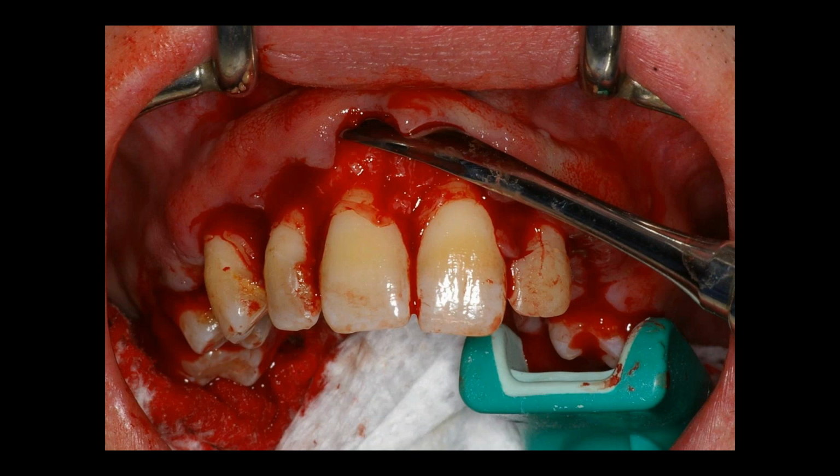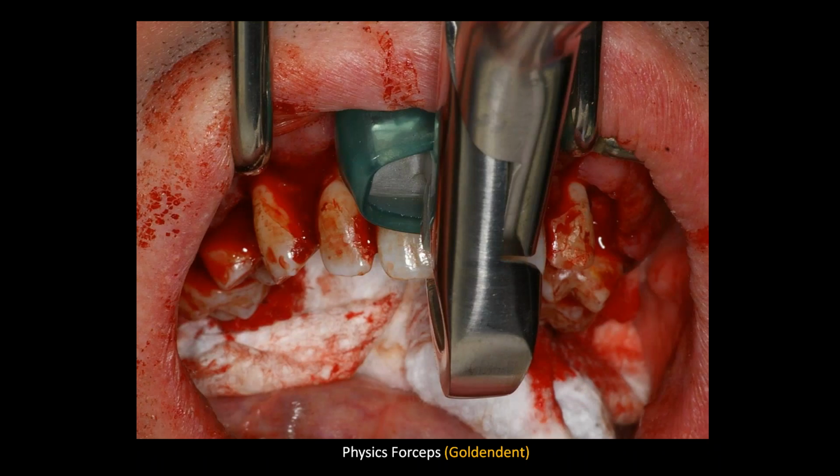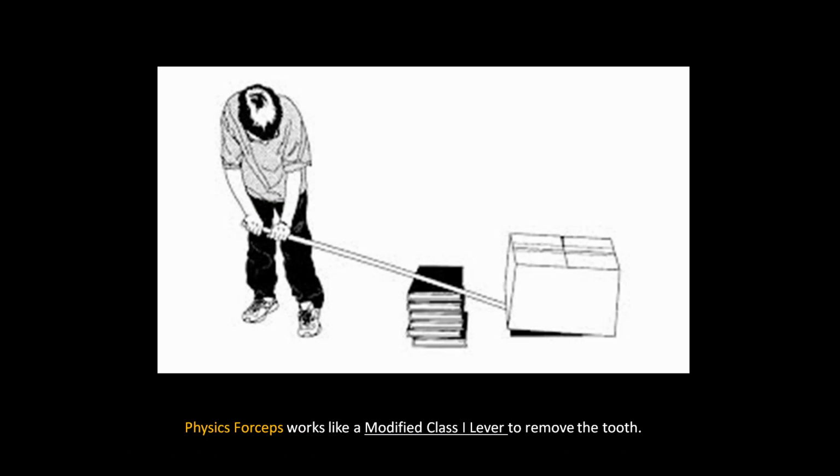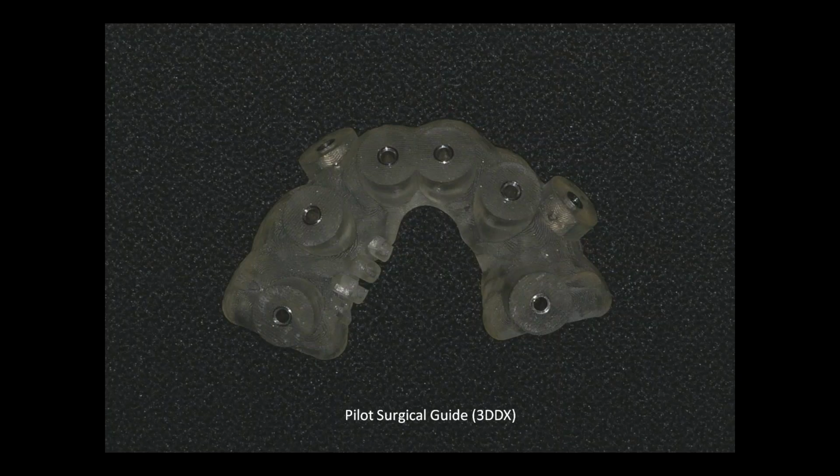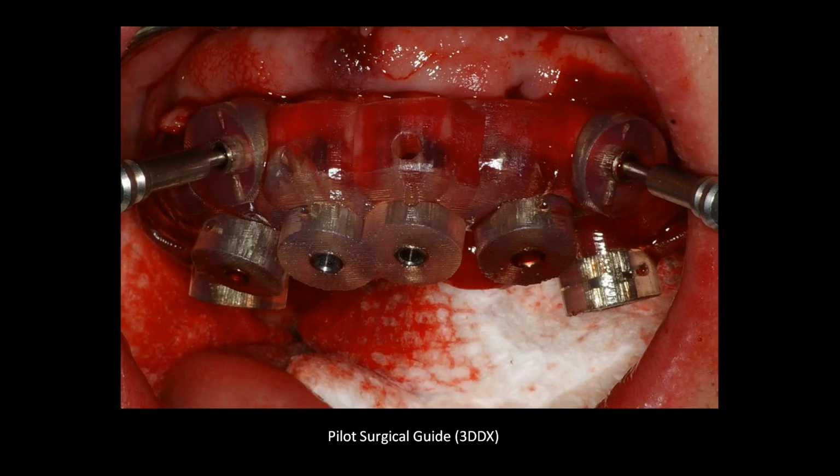So we go ahead and, utilizing the physics forceps, we extracted the teeth by preserving the bone. In other words, the physics forceps works like a modified class 1 lever to remove the teeth atraumatically. Again, our virtual treatment plan indicates where we'll be placing the implants, avoiding the sinus cavities. So this is a pilot surgical guide fabricated by 3DDX that sits on the bone once you've reflected a flap and extracted all the teeth.